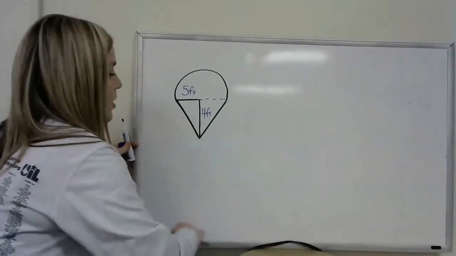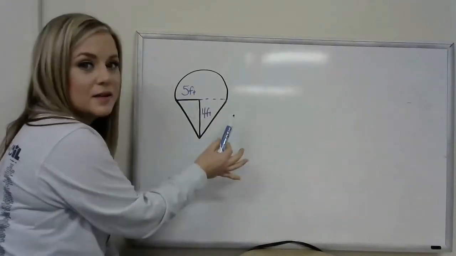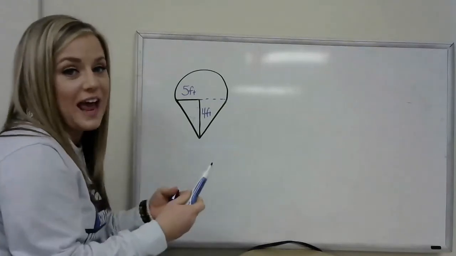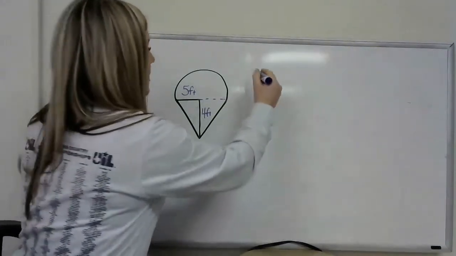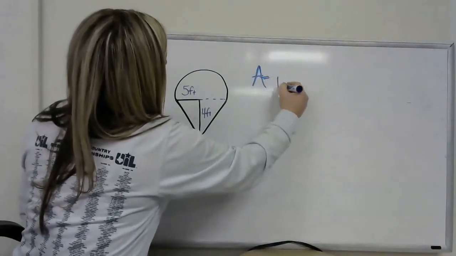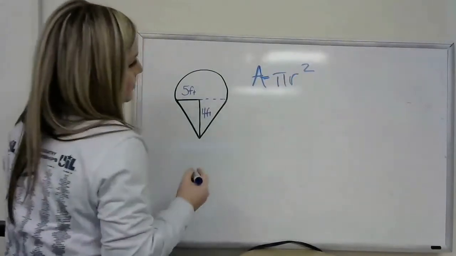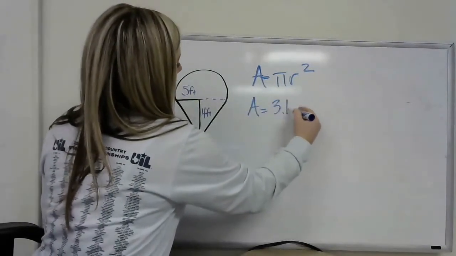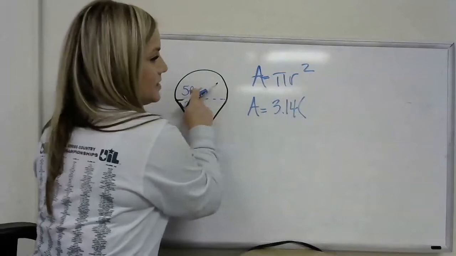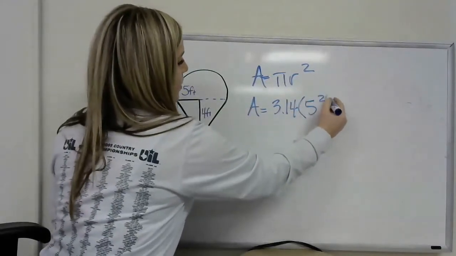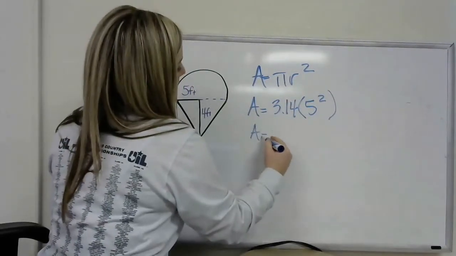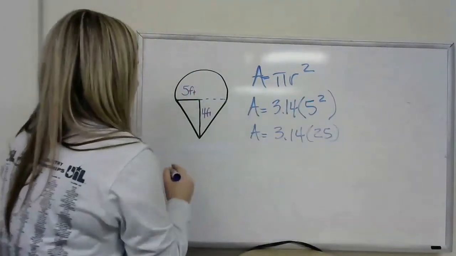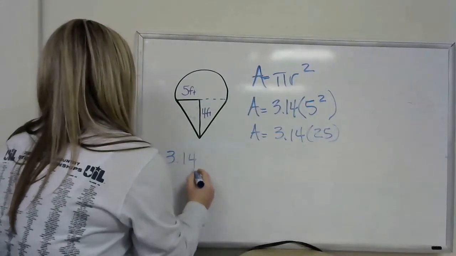All right, so here is our semicircle. What we want to do is find the area of this circle and then divide it in half. And we know from yesterday that the area of a circle is pi r squared. So we have 3.14 times the radius, 5 squared, and we know that's 25. So 3.14 times 25, and then we're going to divide it in half.